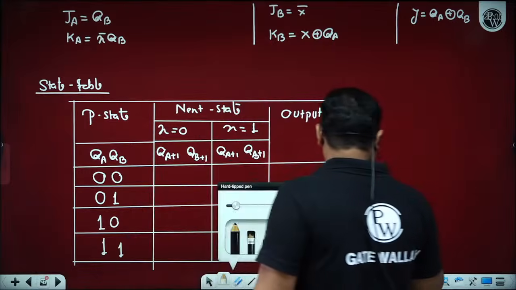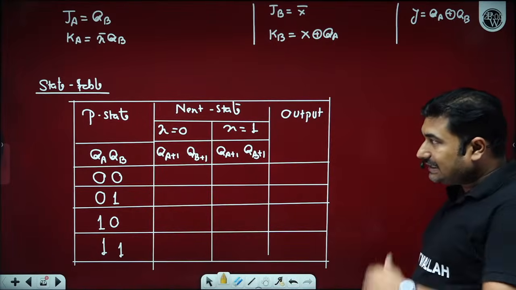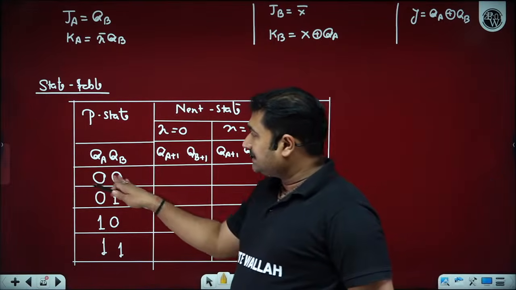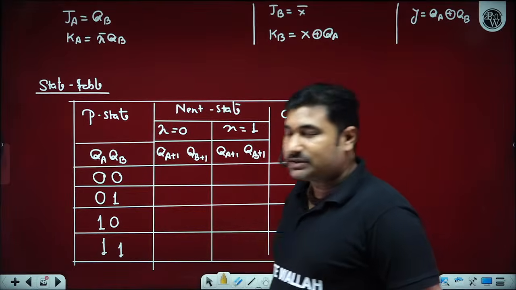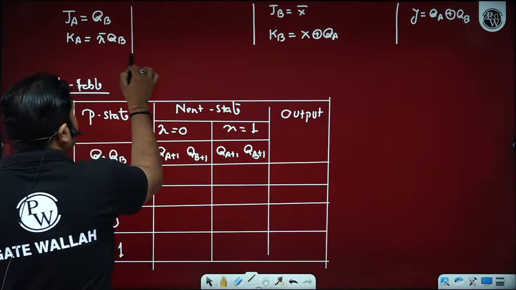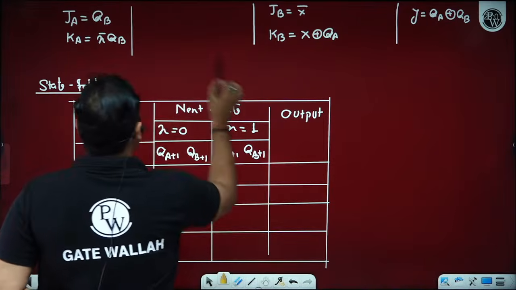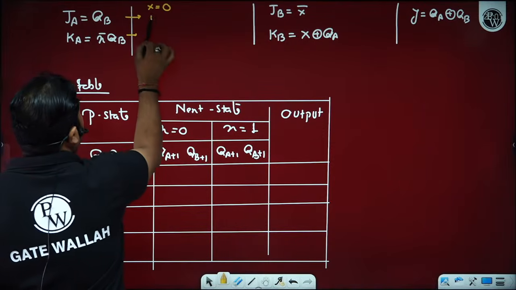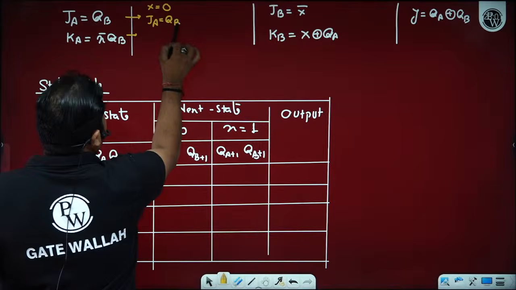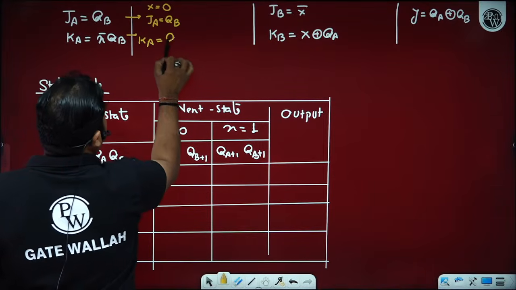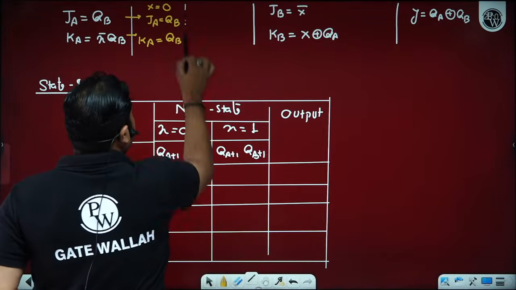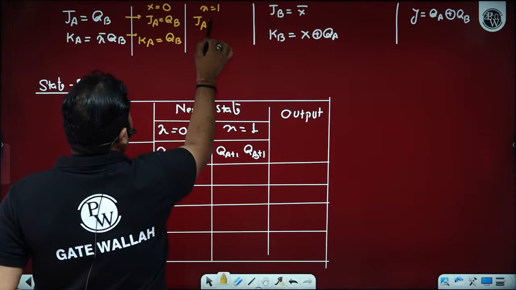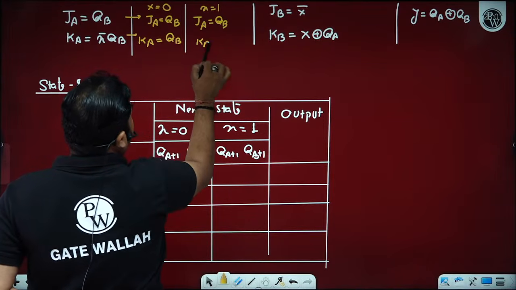Okay. Now please observe here, beta ji. Present state QA, QB: 00, 01, 10, 11. Four possibilities. Now suppose the present state is 00, then what is the next state with X equals to 0? If X equals to 0, then what is the condition for JA and KA? JA will become QB only and KA will become QB only. What happens with X equals to 1? With X equals to 1, JA will become QB only and KA will become 0.